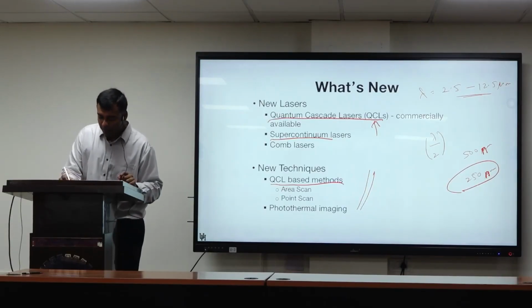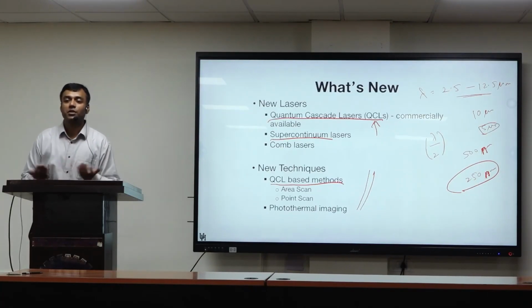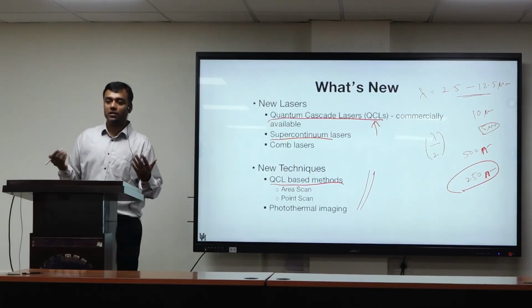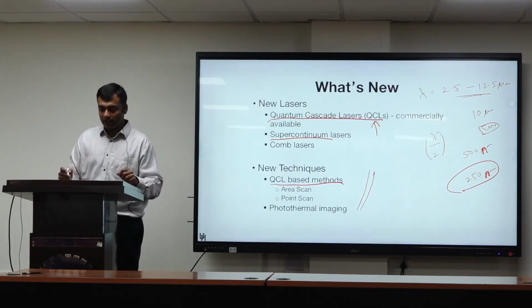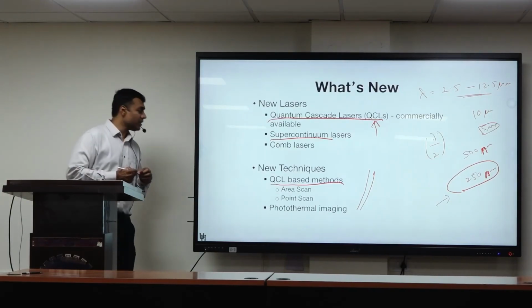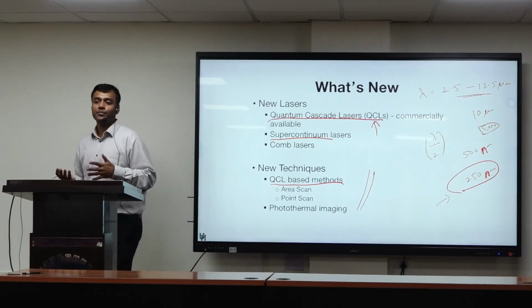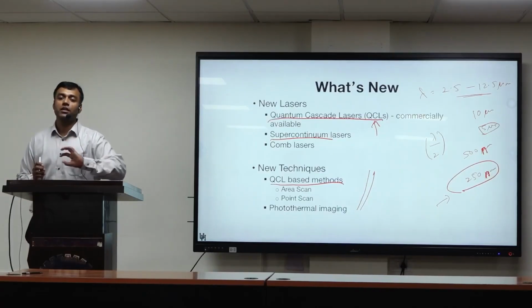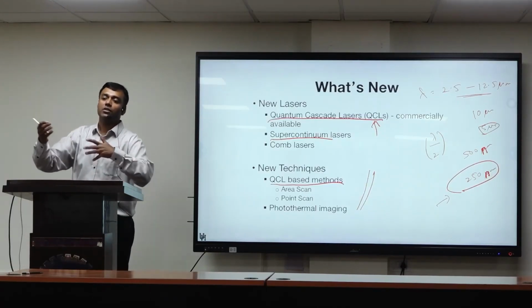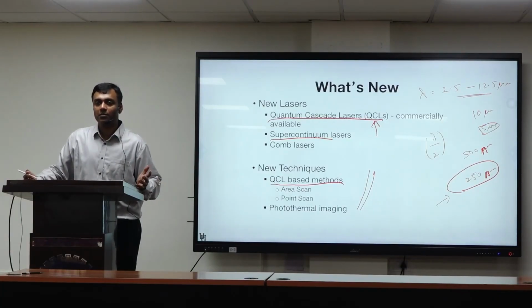But if you have 10 micron light, then lambda by 2 is 5 microns. The resolution is 5 microns. So it's a factor of 10 to 20 worse, much bigger in size than if you use visible light. That's a disadvantage of infrared imaging. Just because the wavelengths are longer, you get worse resolution, because of the diffraction limit of light.